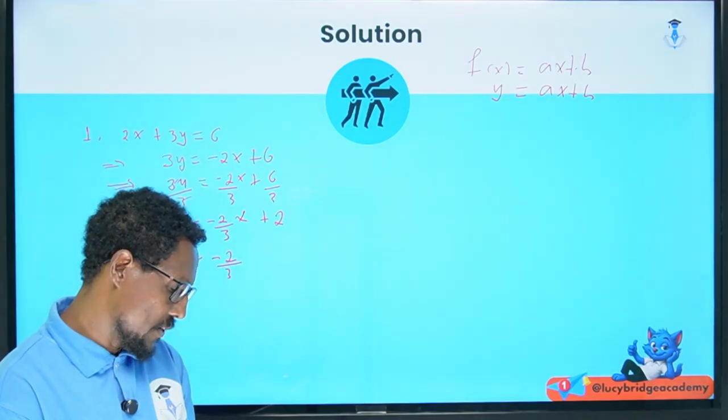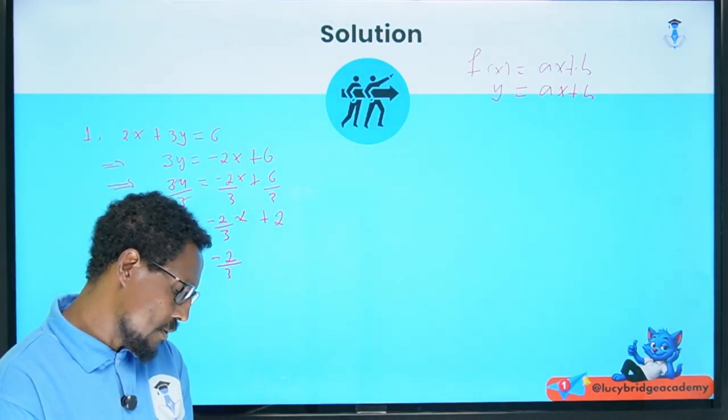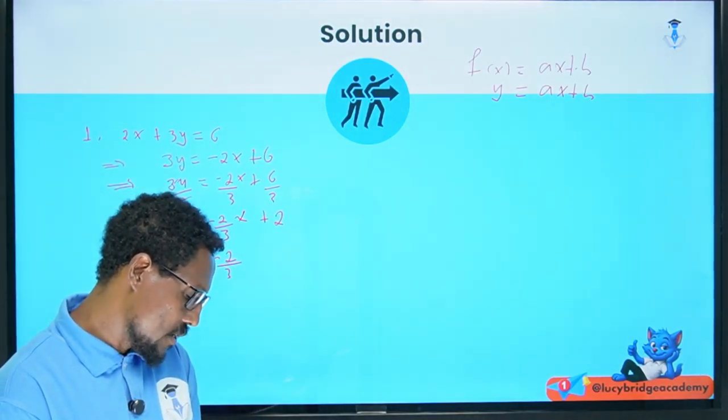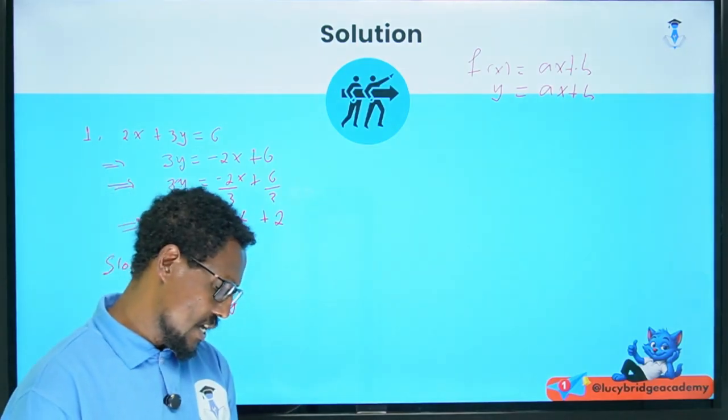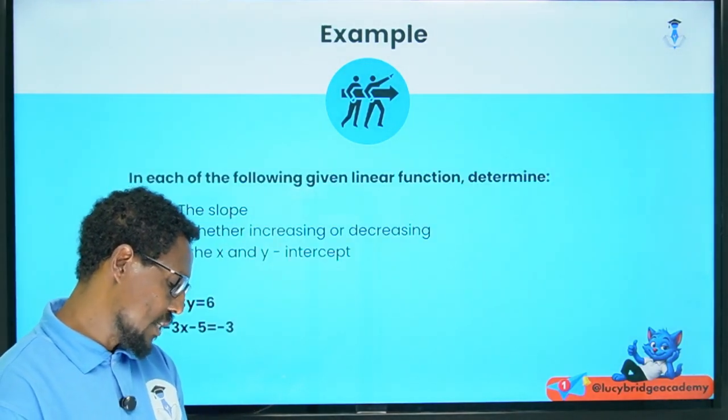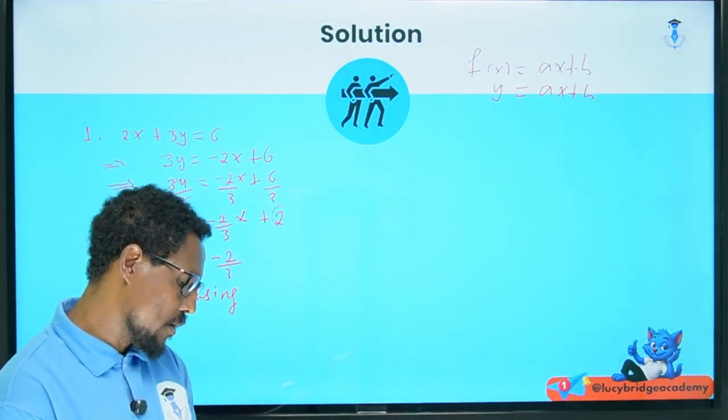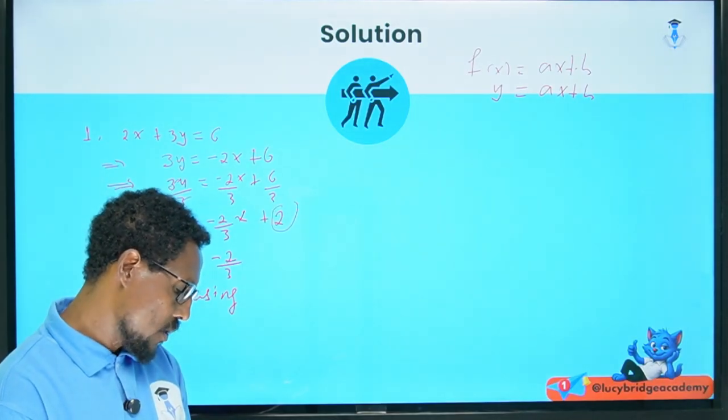f is decreasing. It is decreasing. What about the y-intercept? The y-intercept is 2. Okay, b is always the y-intercept.